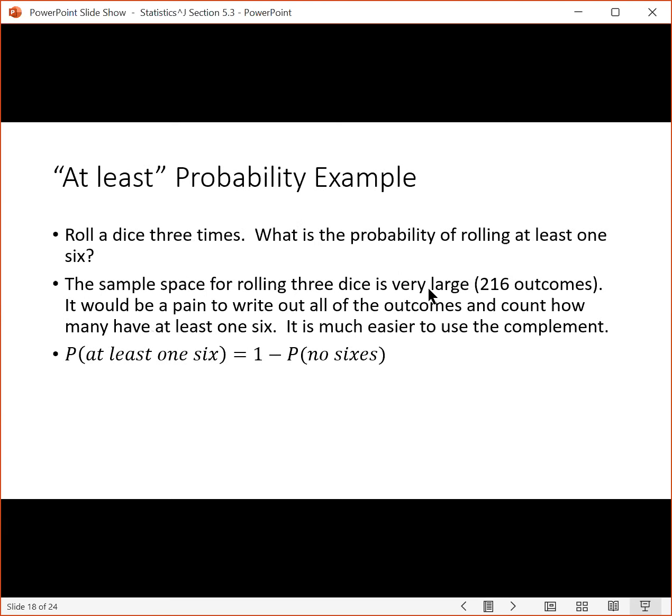And then let's look at some examples. All right, so first example, roll a dice 3 times. What is the probability of rolling at least 1 six?